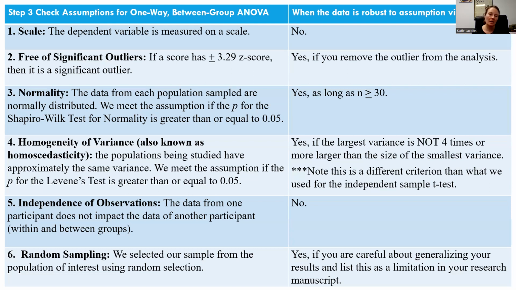Our last one that we check is random sampling. This assumption is that we selected our sample from the population of interest using random selection. So if you used random sampling, then yes, you meet this assumption. If you didn't, then we need to check to see if it's robust to the violation of the assumption. We can still do the one-way between groups ANOVA as long as we don't generalize the results from our sample back to the population we're interested in studying, and as long as we write this as a limitation in our research manuscript.